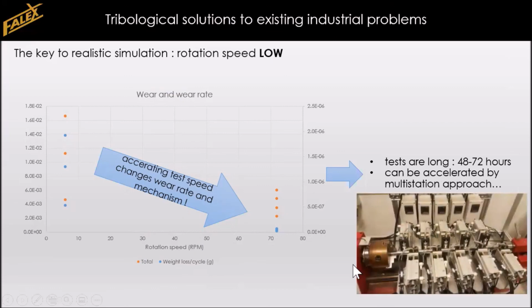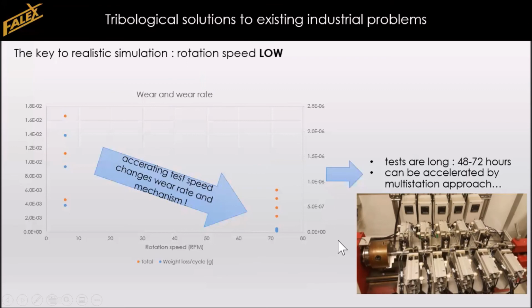And this is only showing a very small sneak preview of things that are going to come next at Falex Tribology. It's a multi-station setup where we can do the same slow moving rotation with the same conforming or straight blocks, but we can run a wear test at 10 locations, 10 stations at the same time. So in the same 48 to 72 hours, we're going to generate 10 times as much data points, and that will really accelerate this investigation.